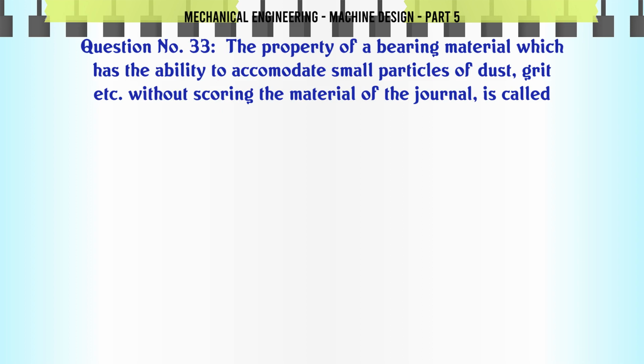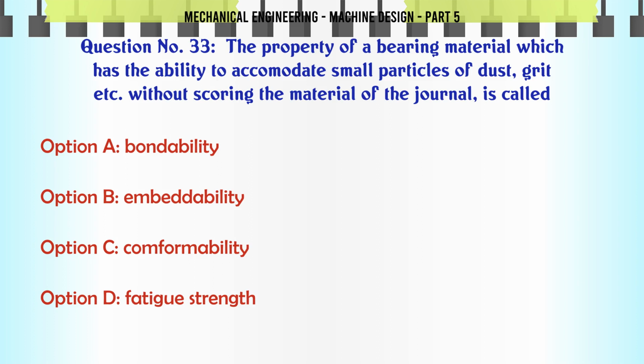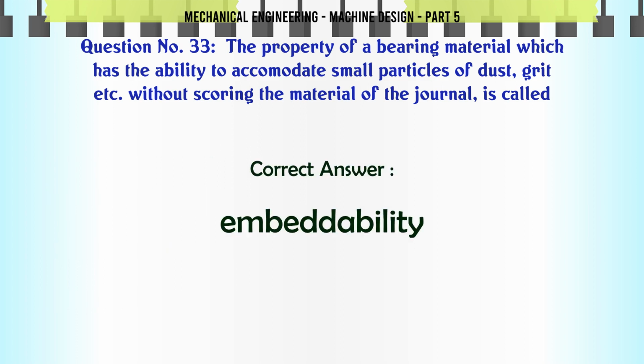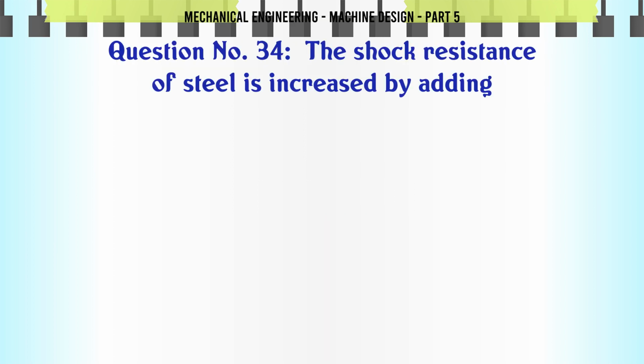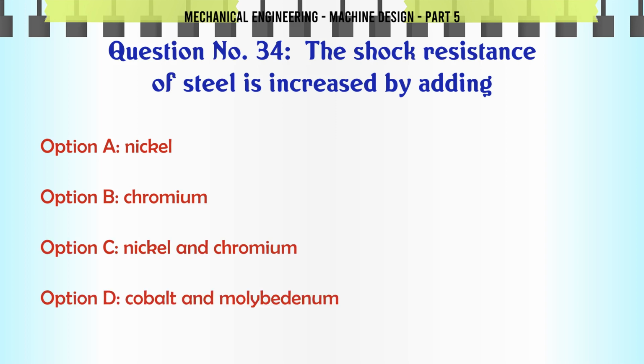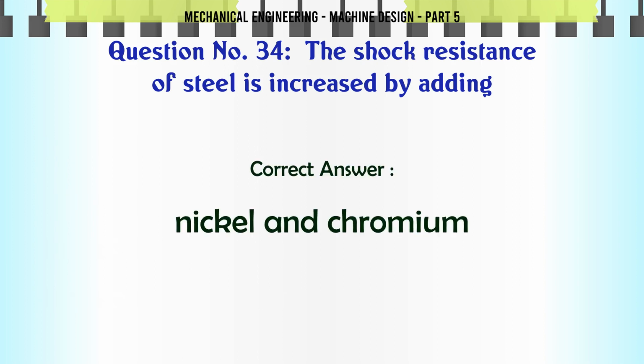The property of a bearing material which has the ability to accommodate small particles of dust, grit, etc. without scoring the material of the journal is called A. Bondability, B. Embeddability, C. Conformability, D. Fatigue strength. The correct answer is embeddability. The shock resistance of steel is increased by adding A. Nickel, B. Chromium, C. Nickel and chromium, D. Cobalt and molybdenum. The correct answer is nickel and chromium.